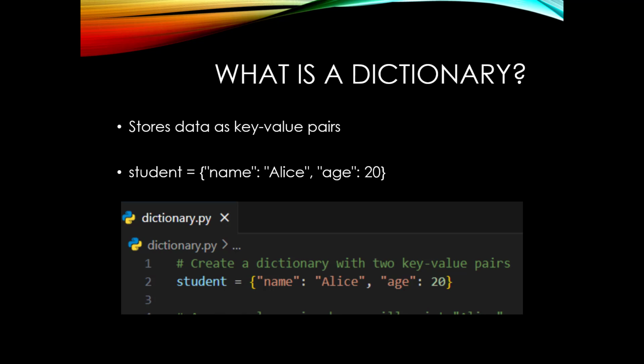Create a variable student equals, using curly braces, name, this is the key, then provide a colon. Then provide a value, say Alice, provide a comma. Here we are providing another key which is age, and we are providing value 20.